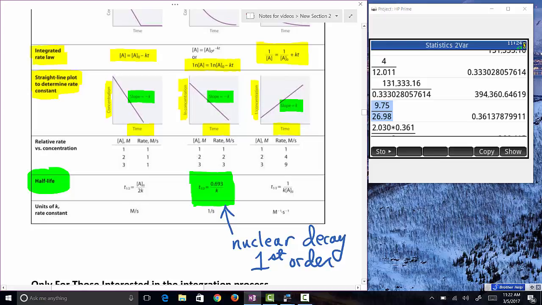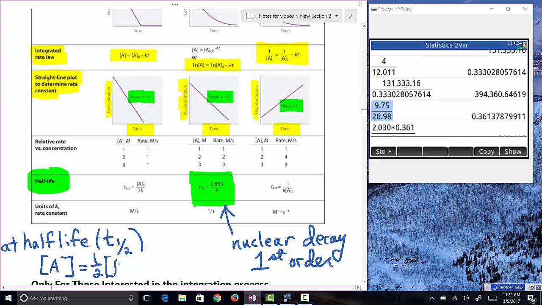Now, if you don't remember the half-life equation, you can always derive it by remembering that at the half-life, which is written as T sub 1/2, your concentration is going to equal 1/2 of your initial concentration. And that's always true no matter what the order is. So if you remember that, then you can plug it into the equation and derive the half-life equation if you need it.